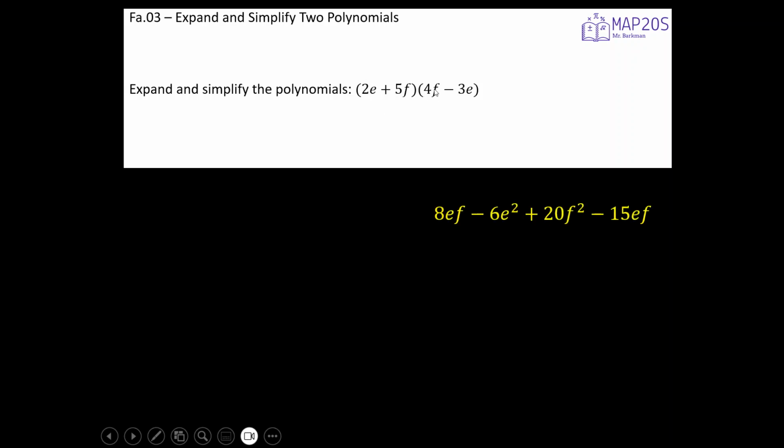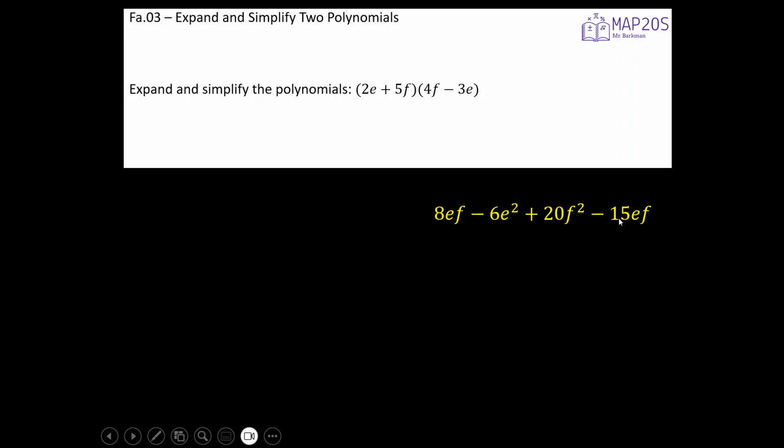2e and 4f becomes 8ef. Now remember, the order of those doesn't matter. We can do fe if you want as well. I like doing alphabetical order, so I'm going to do ef. Then we take 2e and negative 3e and get negative 6e squared. 5f and 4f becomes 20f squared. And 5f and negative 3e becomes negative 15ef.